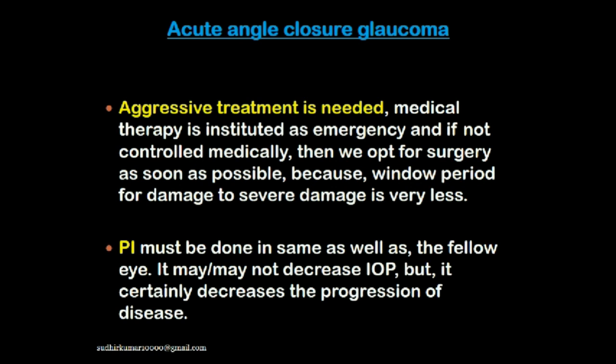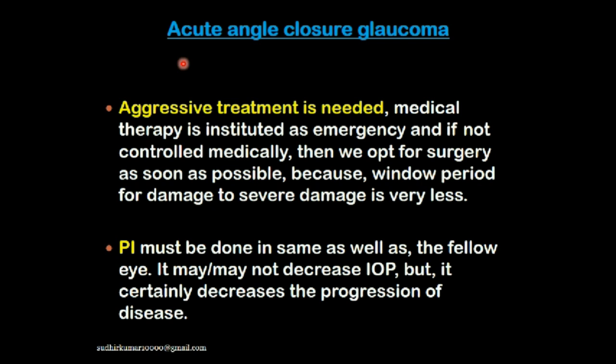Angle closure glaucoma, when it is acute, can present as an emergency with severe pain, watering, diminished vision, and aggressive treatment is needed because there is threatened damage to the optic nerve which can cause permanent loss of vision. So this should be managed as an emergency.